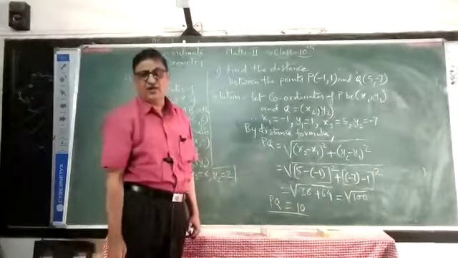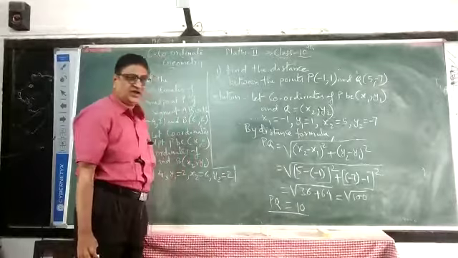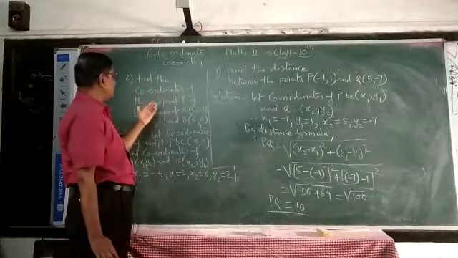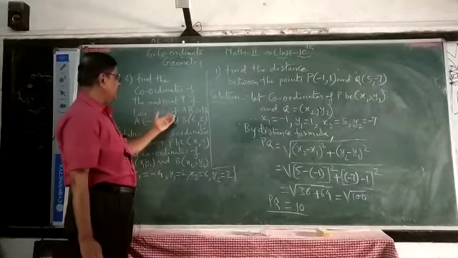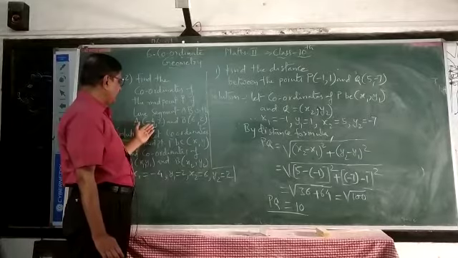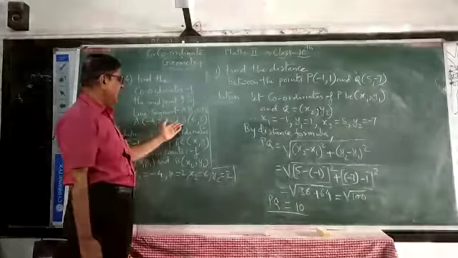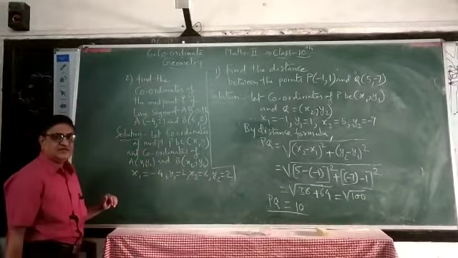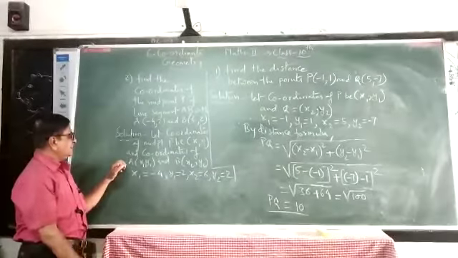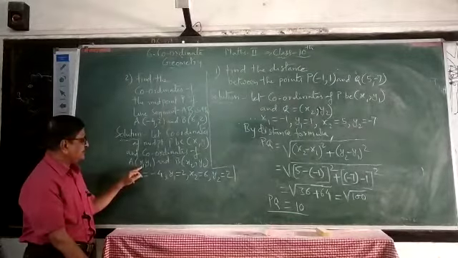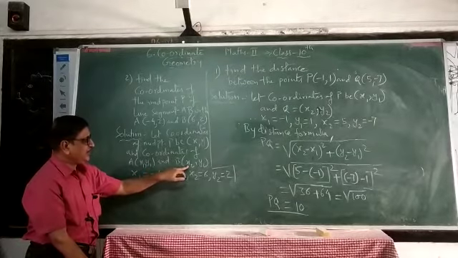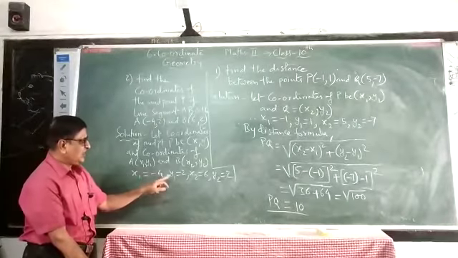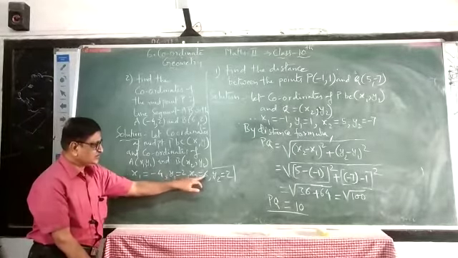Now another formula to find the coordinates of the midpoint. Here the problem is given: find the coordinates of the midpoint P of the line segment AB with A is equal to (-4, 2). These are the coordinates. And B is equal to (6, 2). So again we will write the coordinates of A as x1 y1 and coordinates of B as x2 y2. So here x1 is equal to -4, y1 is equal to 2, x2 is equal to 6, y2 is equal to 2.